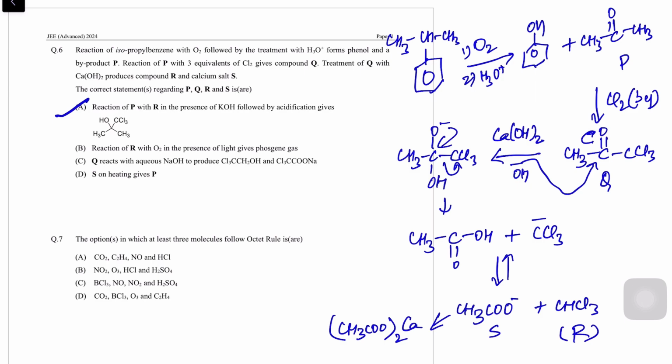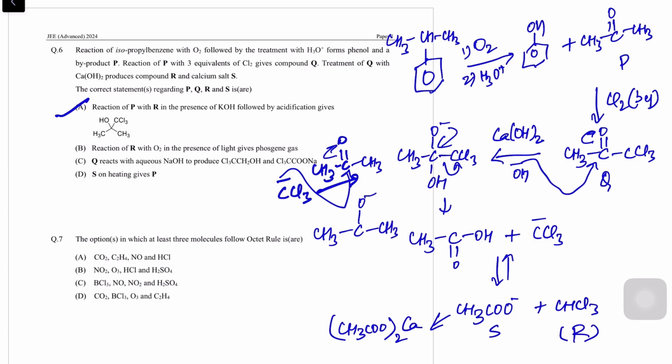chloroform and in the presence of KOH. So when you react chloroform with KOH, obviously OH minus is a base and chloroform is acidic. So the reaction of chloroform with KOH will yield you CCl3 minus, which will act as a nucleophile to P, that is acetone. So when this reacts with acetone, it is a nucleophilic attack again, and you will get CH3CO minus, CH3 and CCl3 followed by acidification.